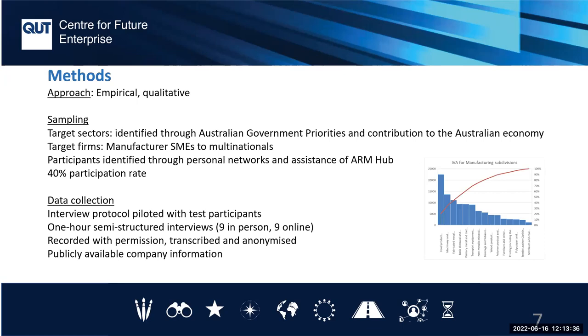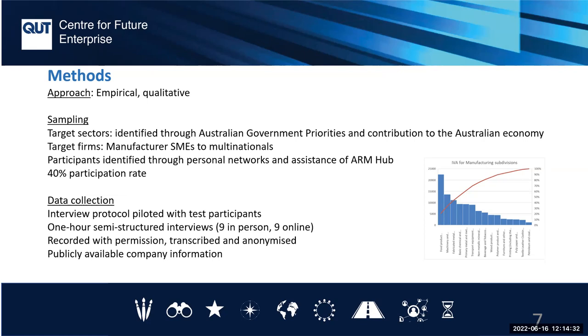Our methods. Our approach was empirical and qualitative. Our sampling, we knew that we wanted to look at manufacturing, but which sectors within manufacturing? So we looked at industry value added, government areas of priority, as shown on that little graph there, which I don't expect anyone to read, but it just shows you that we targeted the ones with the assistance of the ARM Hub. We looked for participants in those highest areas that had most importance for Australia. Of those participants that ARM Hub helped us identify, 40% participated, which was pretty good actually. They're all interested in finding out what other manufacturers are doing. And to entice them a little, we promised a report at the end which would summarise our findings. And there's been a lot of interest in that.